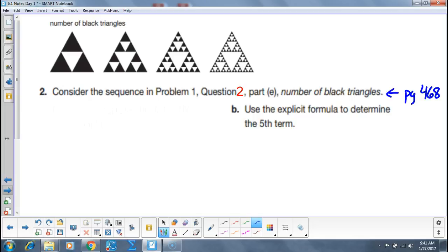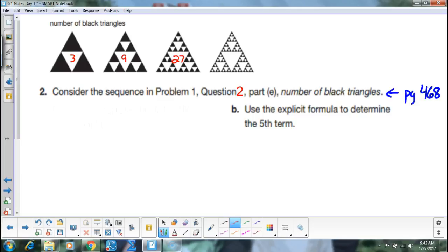So now again, we got to look and see how many black triangles we have. So in the first one, how many black triangles do we have? We have 3. In the second one, we have 9. 1, 2, 3, 4, 5, 6, 7, 8, 9. We're only counting black triangles. 9. In the next one, we have 27. Because we got 9 up here, and then we got 3 sets of 9, so that's 27.